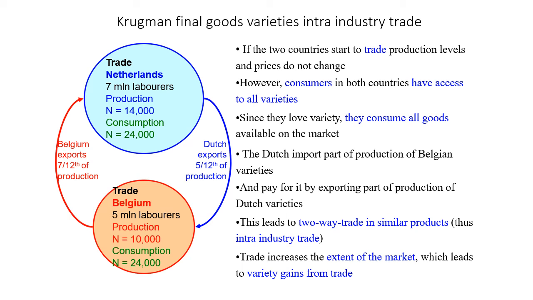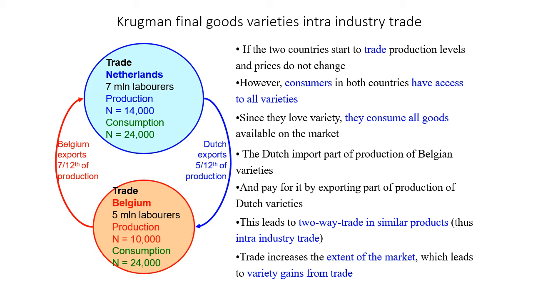So now under free trade, when the two economies, Netherlands and Belgium, interact with each other, what stays the same is that the production levels and the prices are still the same. But for consumers, instead of being exposed to only 10,000 varieties in Belgium or 14,000 varieties in the Netherlands, both are now exposed to all 24,000 varieties. So the Dutch will import a part of the production from Belgium. They'll import some of the varieties from Belgium.